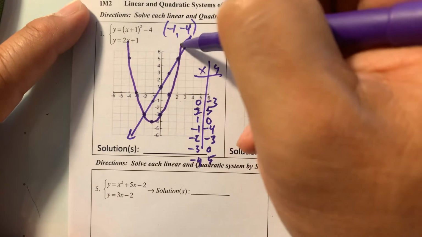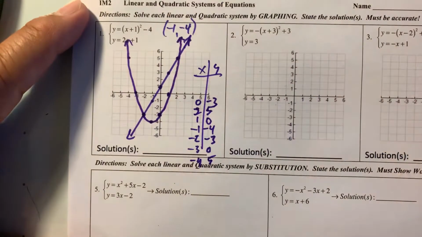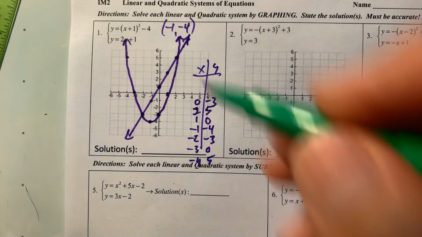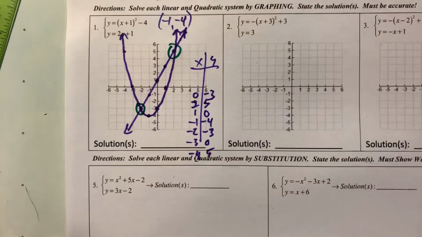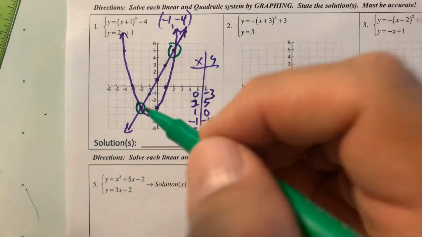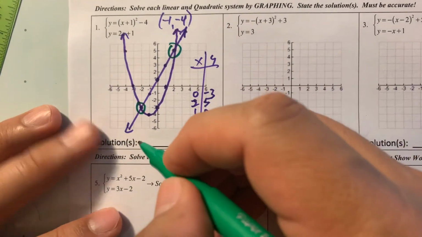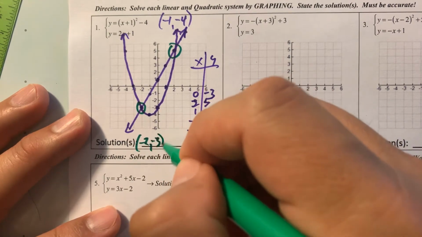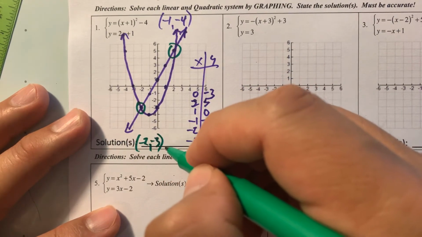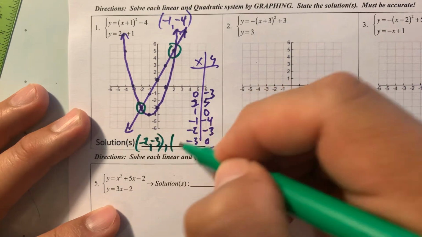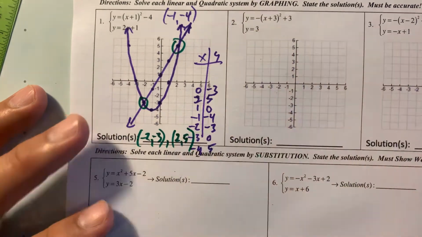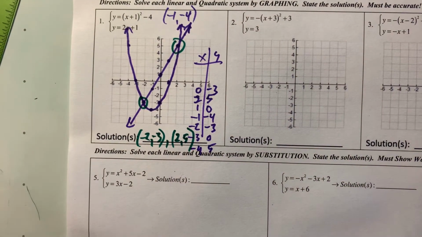So there's our parabola. Let's go ahead and sketch it. Remember, smooth curve, arrows, because it goes on forever. Now it looks like we've identified two spots, this one here and this one here, and those are our solutions. So here we've got negative 2, negative 3, and then we also have this one here, which is 2, 5. So there's two solutions to that one. Remember, it could be no solutions, one solution, or two solutions.